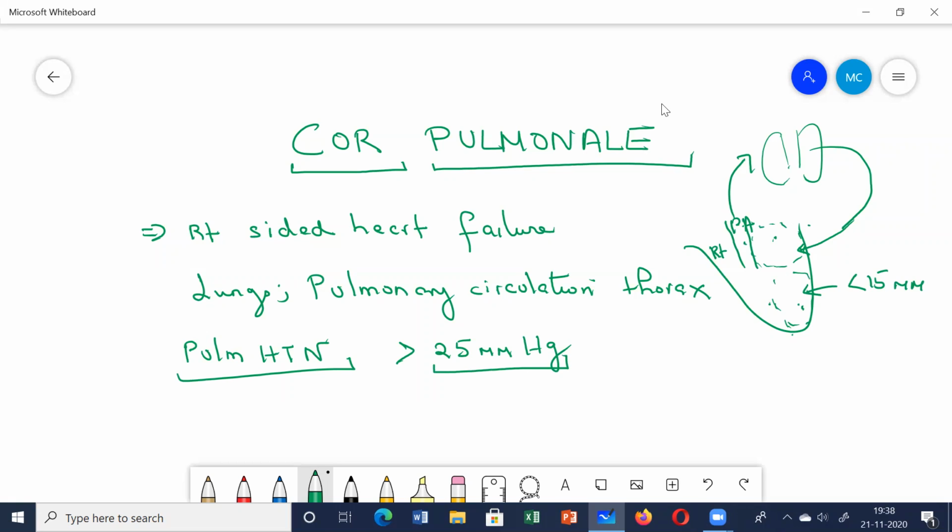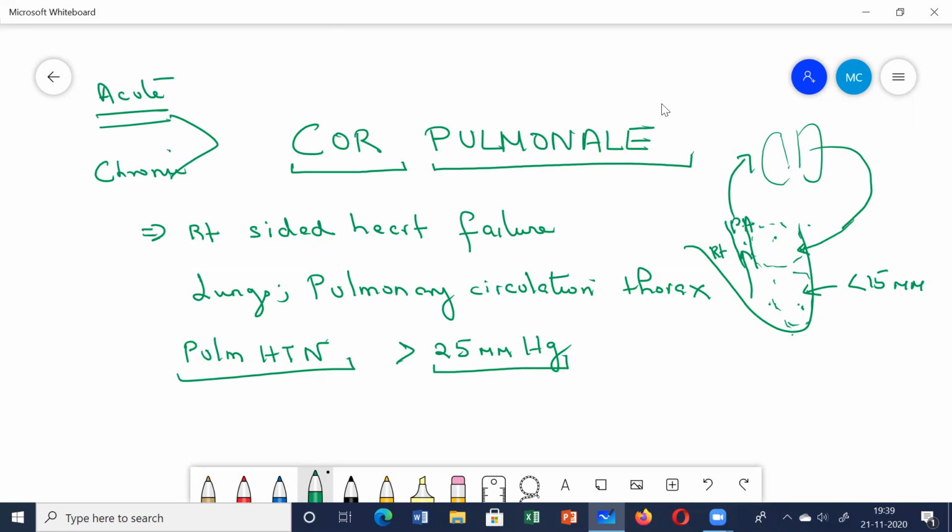Right? So next, we'll discuss the subtypes of cor pulmonale. Cor pulmonale can be either acute or chronic. So what is acute cor pulmonale? Acute cor pulmonale is when there is a sudden increase in the right ventricular pressure. As I just told you, if the pressure inside the pulmonary arteries increases, the right ventricle has to push the blood more forcefully. This will lead to a pressure overload.